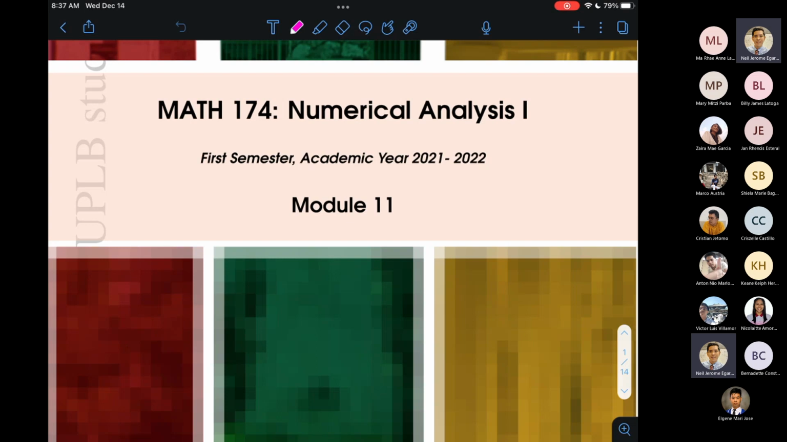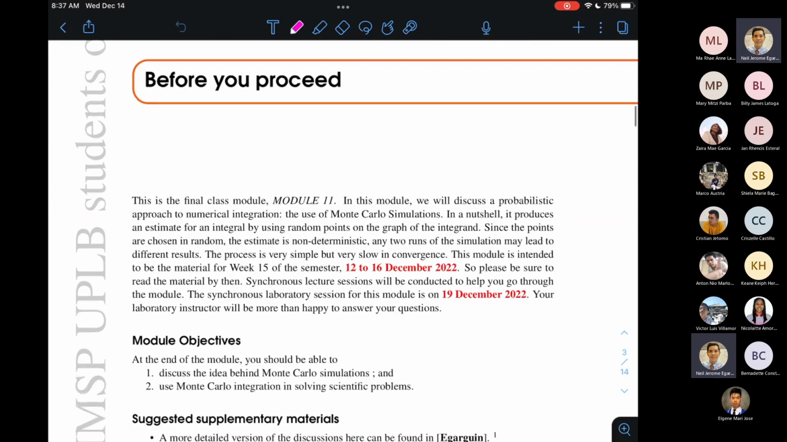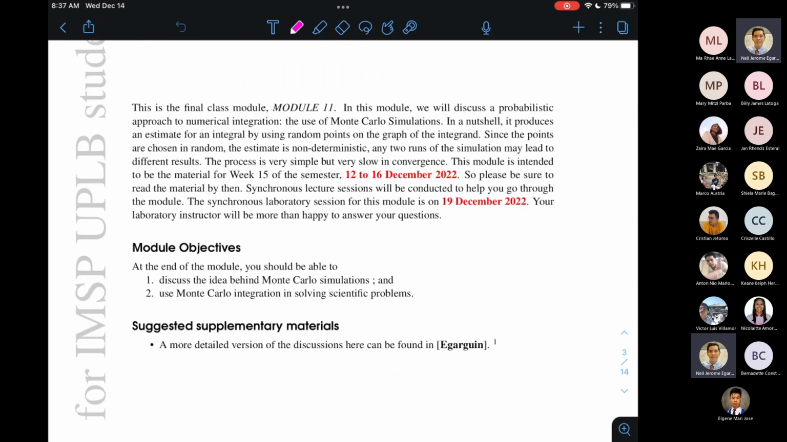Is there an alternative way to approximate the integral of a given function, all right? And what we'll look at is more of a non-deterministic or a probabilistic way of approximating the integral. Yun yung tinatawag natin na Monte Carlo simulations. It is non-deterministic or probabilistic in nature in the sense that when you run a Monte Carlo simulation, you will get a number, but when you rerun the Monte Carlo simulation another time, you might get a different number because the x's or the abscissas that you're using are not uniform.